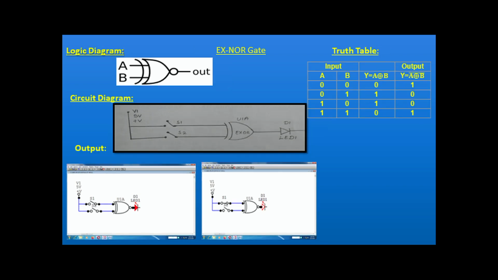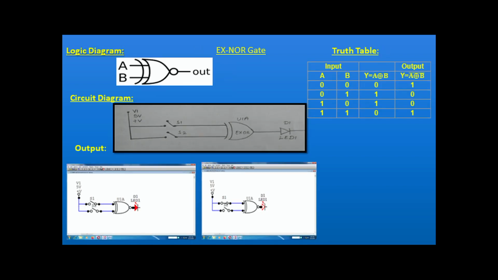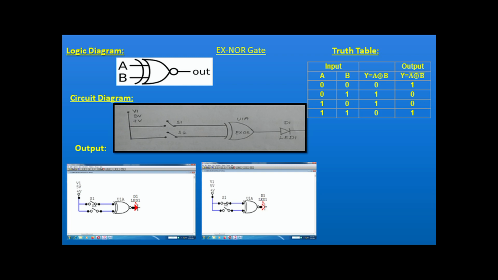Next we move on to the XNOR gate. You can differentiate the diagram of XOR and XNOR gate. The XNOR diagram is the same as XOR, but it is preceded with a small bubble for the XNOR gate. Okay, the logic diagram is fine. Next we go to the truth table for the XNOR gate.